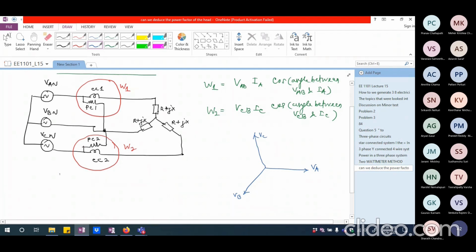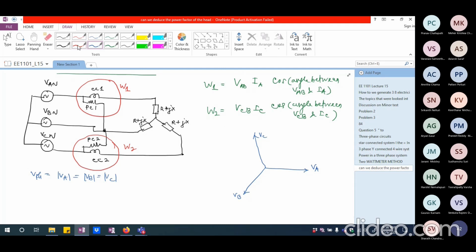And please remember, VA magnitude is same as VB magnitude, which is same as VC magnitude, which is V phase. That's what we say. This is the per phase voltage. And we already derived in a star connected system, √3 times the per phase voltage will be line voltage. Now what I want is VAB and VCB.